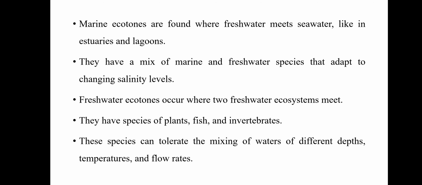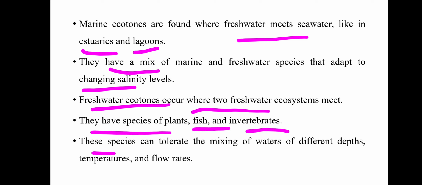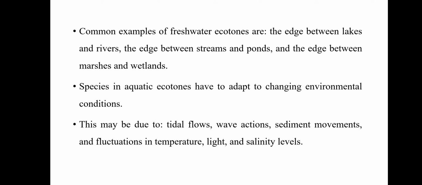Marine ecotones are found where fresh water meets the seawater, like estuaries and lagoons. They have a mix of marine and freshwater species that adapted to changing salinity level. Freshwater ecotones occur where two freshwater ecosystems meet. They have species of plants, fish and invertebrates. These species can tolerate the mixing waters of different depth, temperature and flow rate. Common examples of freshwater ecotones are areas between lakes and river, between stream and pond, between marshes and wetlands.